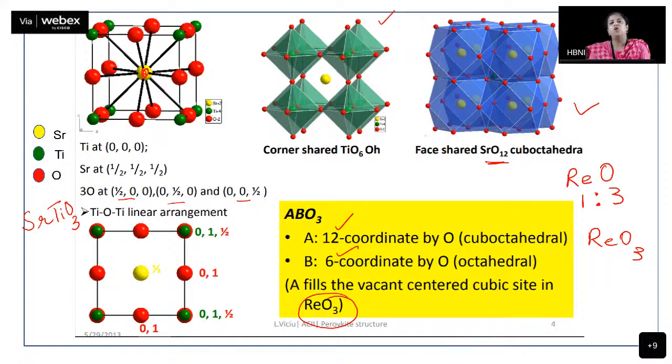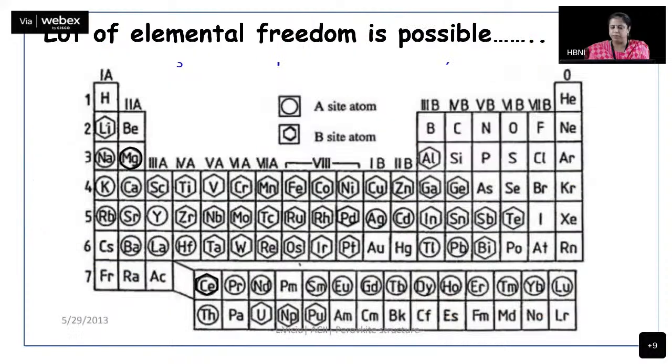I can also apply the same formula to explain my ABO3 structure. I say that the cubic close packing is formed by B atoms and oxygen atoms, such that the ratio of the number of B atoms to oxygen atoms is 1:3, and A occupies the cubic site in ReO3. Okay, I hope this is clear.